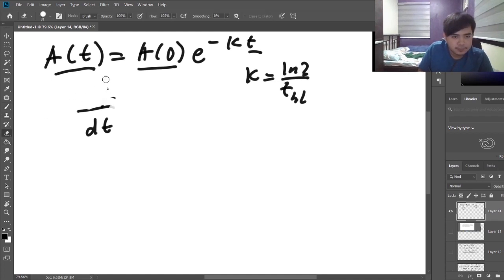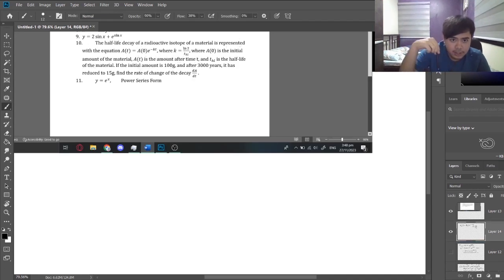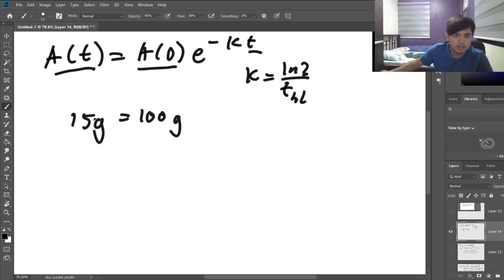So let's have this one. A of t, let me pull up the question earlier. A of t, or the amount after 3,000 years, is 15 grams. The initial amount is 100 grams. So A0 is the 100 grams. We need to include the unit here. Then A of t is 15 grams, which is the amount after 3,000 years. Speaking of 3,000 years, we can put that here, 3,000 years.